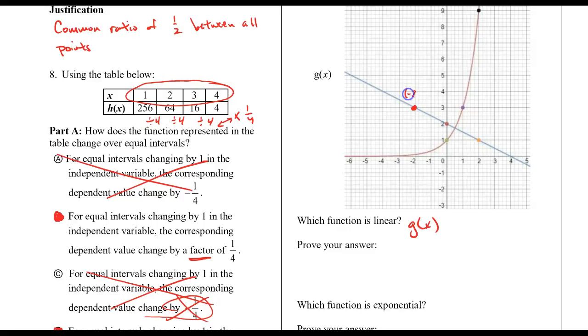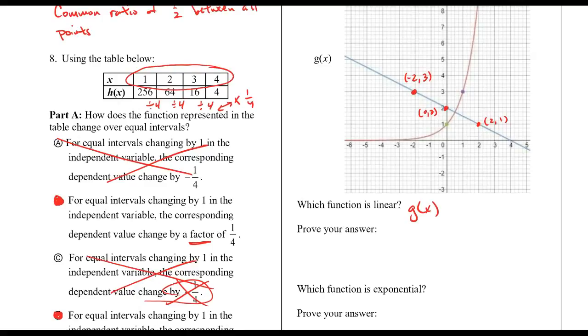We have a point at -2, 3, a point at 0, 2, and we have another point down here at 2, 1. What we need to do is show that the slope from this point to this point is the same as this point to this point. So to prove our answer, I'm going to say M1, that's my first slope, and you can label it if you want to. We'll call this M1, we'll call this part M2.